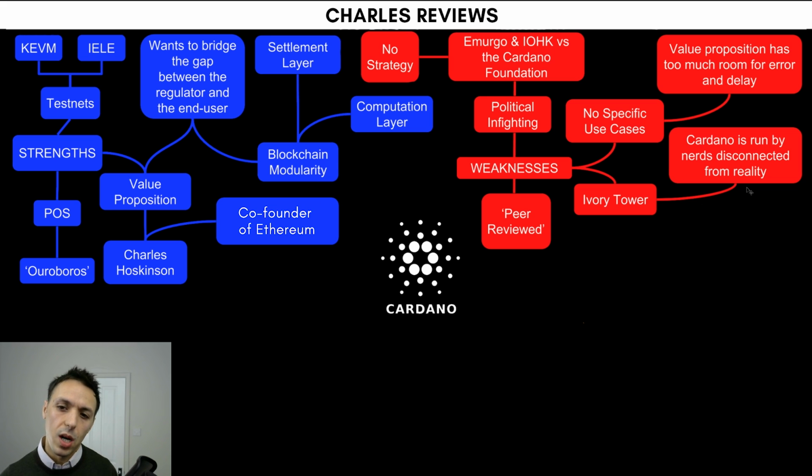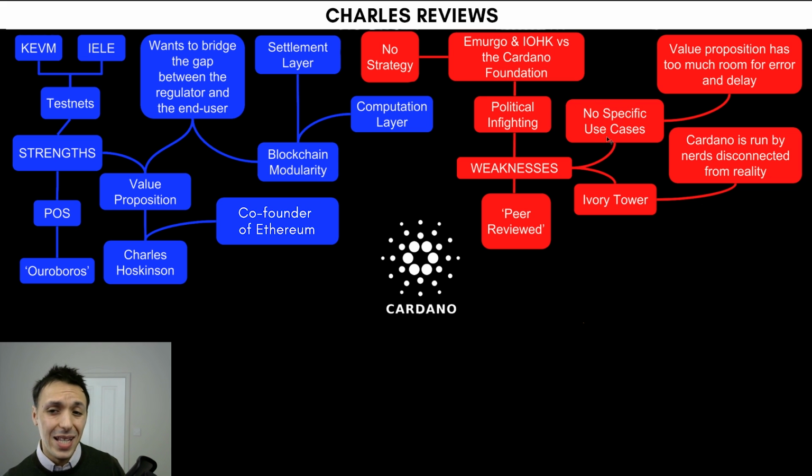The third point of contention with Cardano is that it's an ivory tower. It's an organization run by nerds disconnected from reality. Cardano likes to play word games and, on the surface at least, appear academic. I can play word games and be academic too. The mid-20th century philosopher Karl Popper said that statements and theories that cannot be falsified are unscientific. Declaring an unfalsifiable theory to be scientific would then be pseudoscience. In other words, Cardano's blockchain is still under development, and many of the claims that it makes are purely theoretical and cannot be disproven.